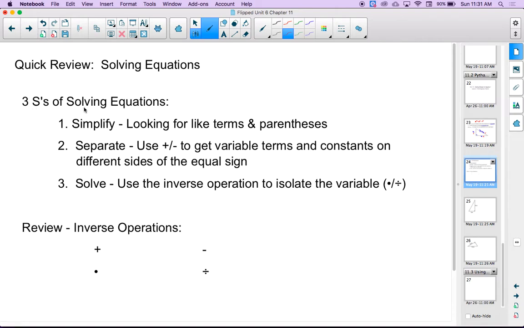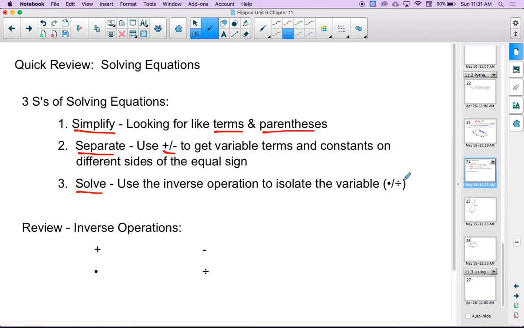Remember, there are 3 S's in solving equations. First, we're going to simplify. Simplify is when we look for like terms and parentheses, and we handle them first. Okay. Next, we separate. Separate is a step that uses addition and subtraction, and that's to get our variable terms on the variable side and the constant terms on the constant side. Our third S is to solve. This is when we use the inverse operation to isolate the variable.